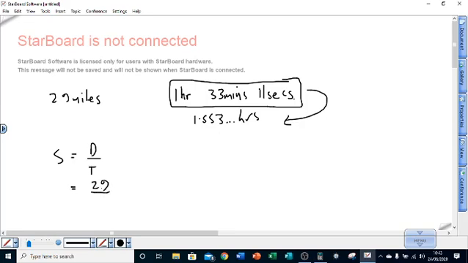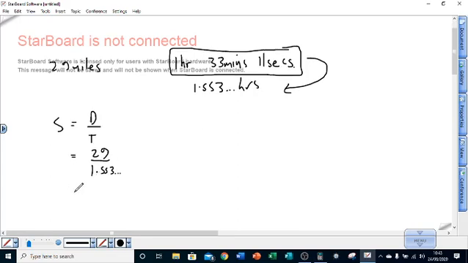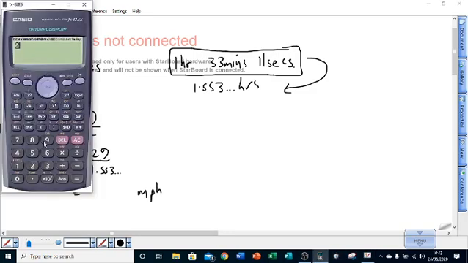That is the units I want. Okay, and the time in hours, just in hours, is 1.553 unrounded because it's not the final answer. So what we end up with will be an answer of miles per hour. Okay, so I'm going to do 29 divided by my previous answer equals.